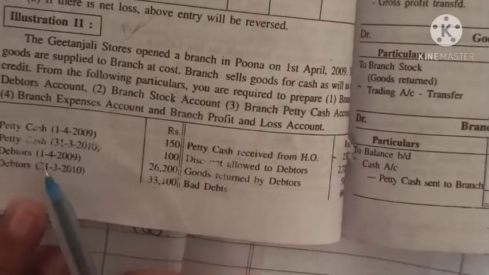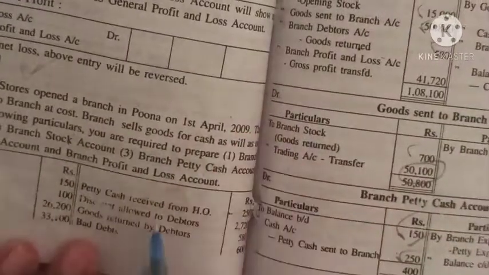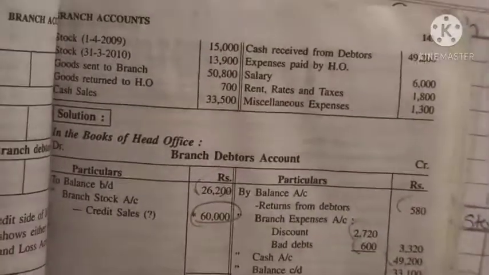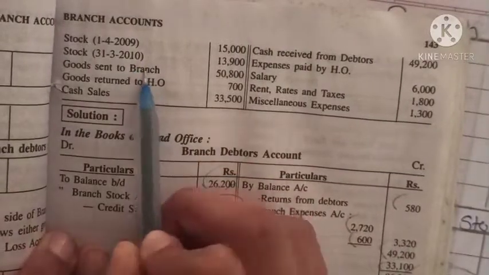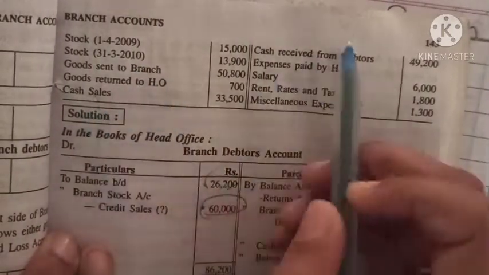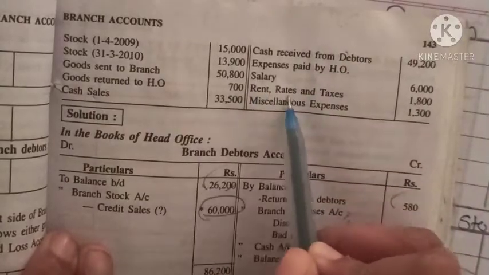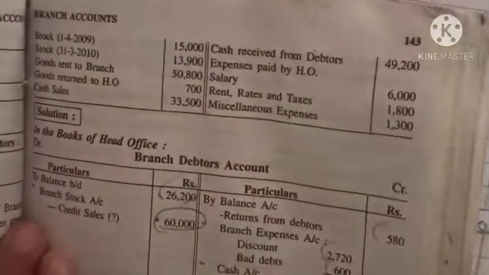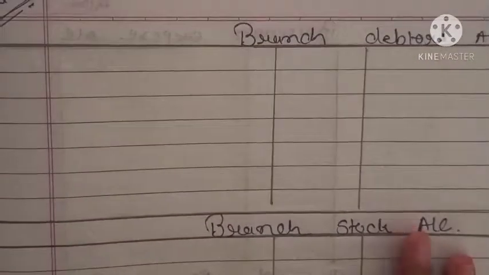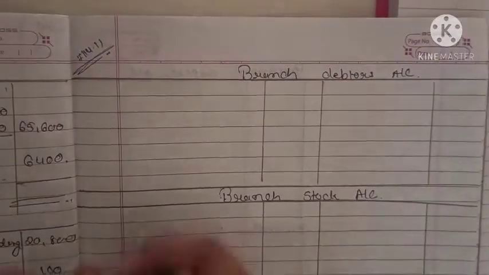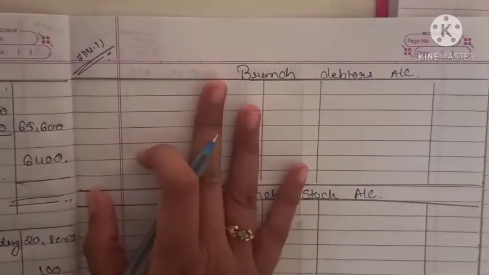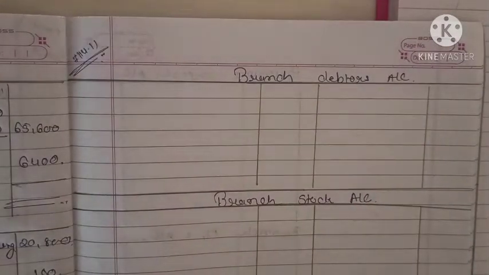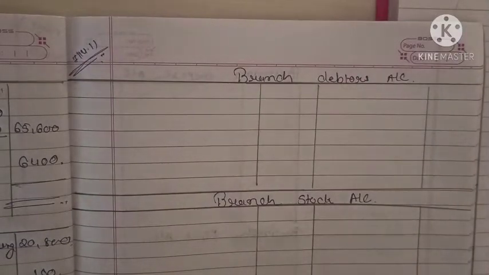Petty cash opening and closing, debtors opening and closing, then petty cash received, discount allowed, goods returned, bad debts, stock opening and closing, goods sent to the branch, goods returned to the head office, cash sales, cash received, expenses, salary, rent and rates and miscellaneous expense. This information is given. So in the second method we are going to solve illustration number 11. This is the most important method and there is a majority chance that it is asked, that is the stock debtors system.